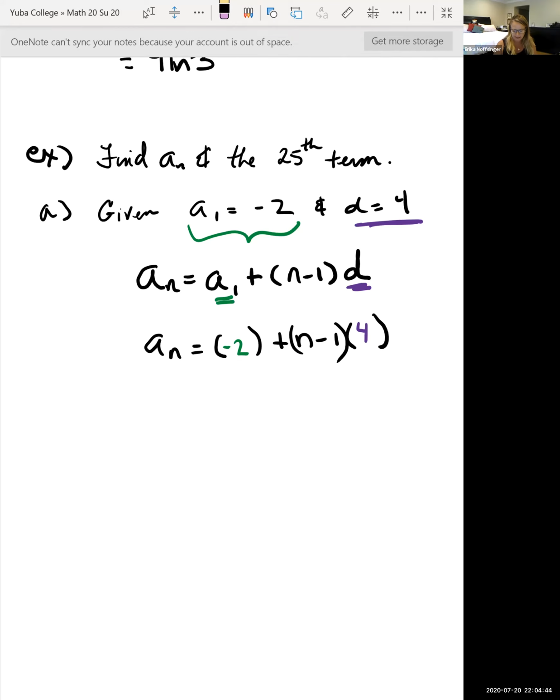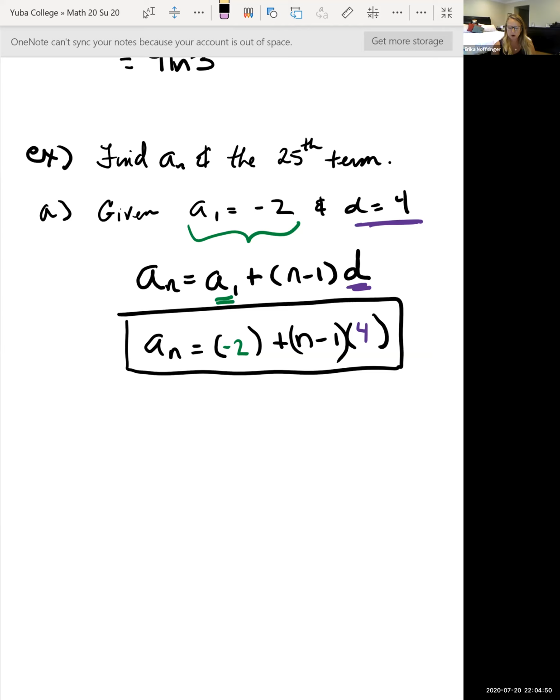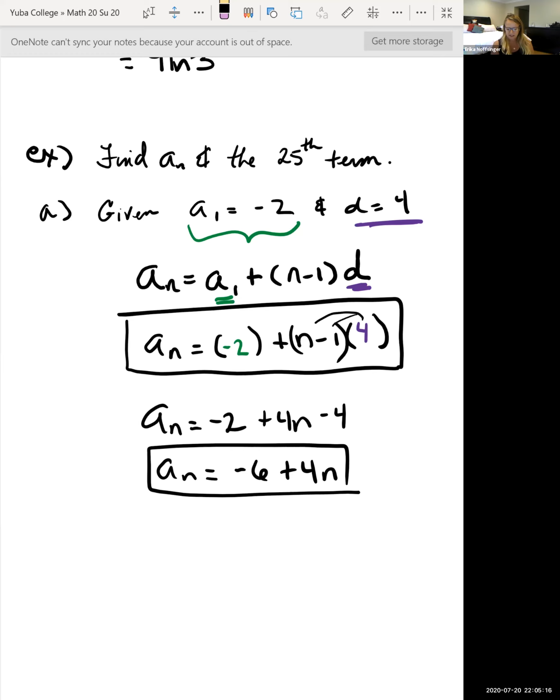So you can leave it like this, or you can simplify. Notice if we distribute this 4, we're going to have some like terms. So a sub n technically is equal to -2, distribute our 4, we get plus 4n minus 4. So a sub n is equal to -2 minus 4 is -6 plus 4n. This form right here will be easier when you find the terms that you need to find. This way right here, the first way I boxed, you can see what the first term is pretty easily and what d is in this form.